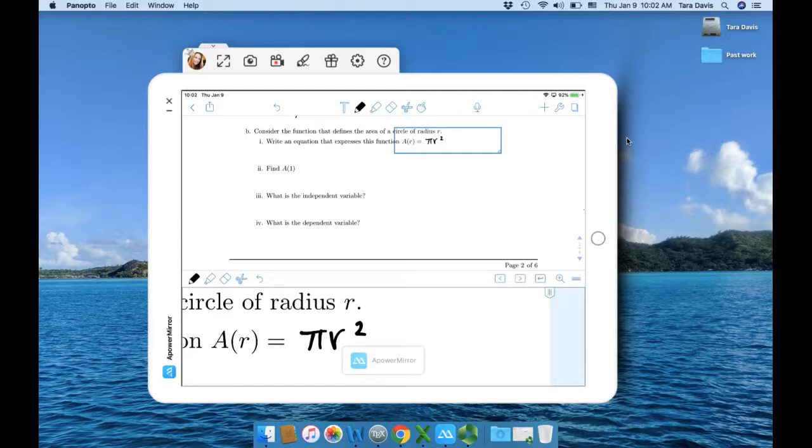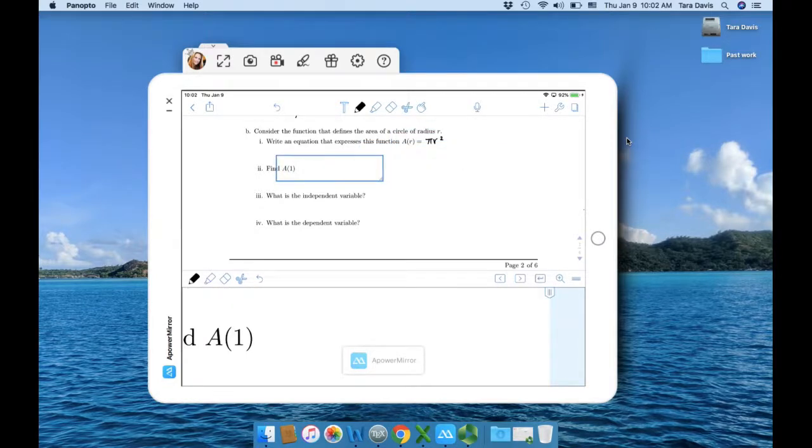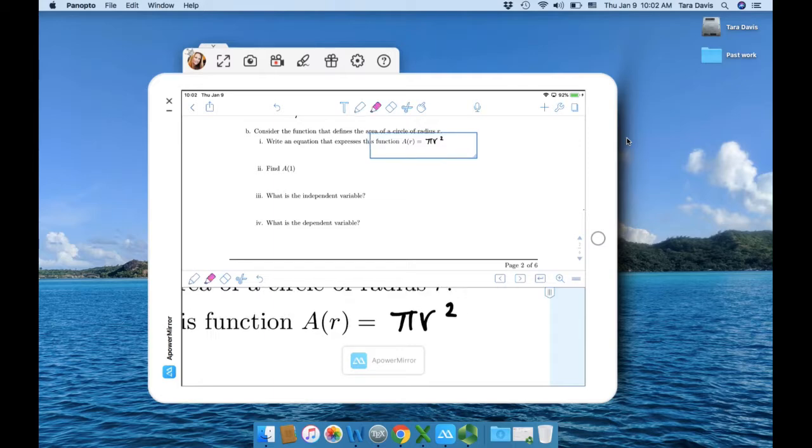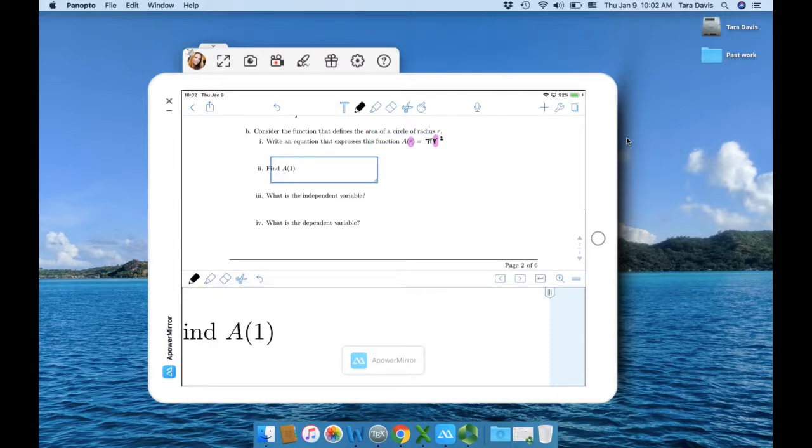So then with this in mind, I can find A of 1. That's saying take r equals 1 and substitute it into the given equation, or in other words, find the area of a circle with radius 1. This will equal pi times 1 squared. 1 squared is 1, so pi times 1 is pi. Okay?